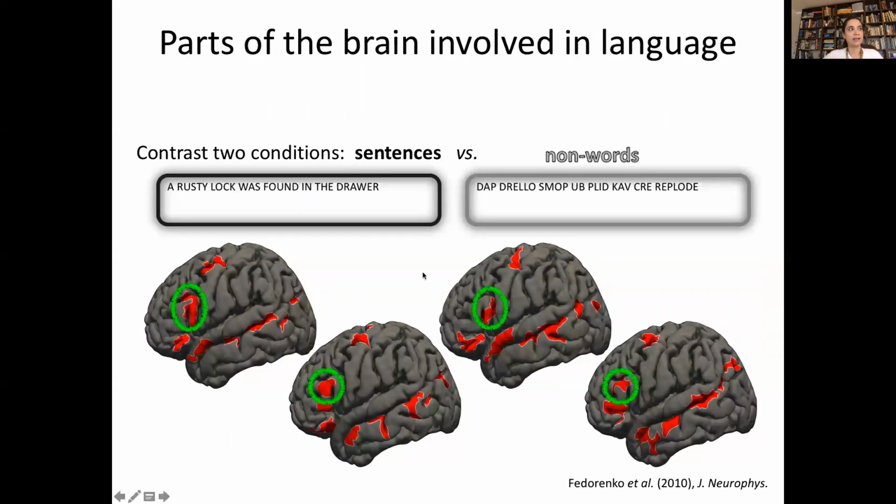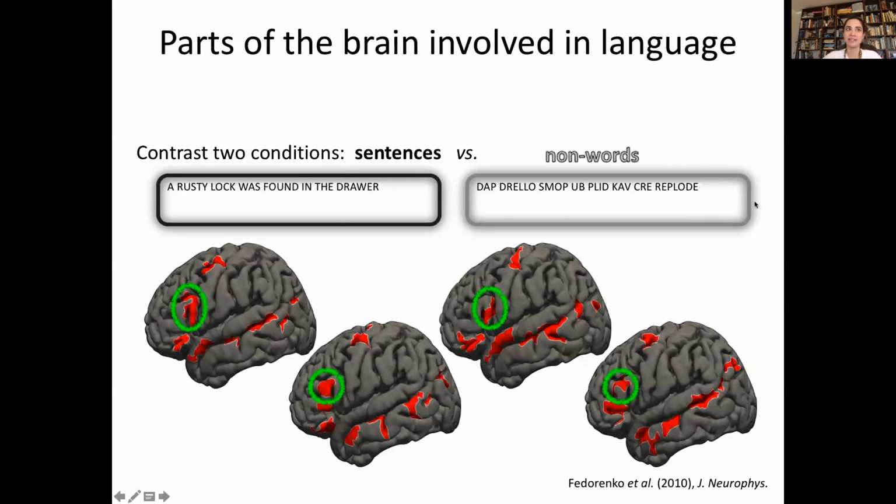Okay, so looking through what I was just talking about. Here you would be contrasting two conditions, sentences versus non-words. An example of a sentence would be, a rusty lock was found in the drawer. These can be presented visually or auditorily, and you get these same areas no matter what the modality is. Okay, so here's the sentence one, and then a non-word sentence would be like, dap, drello, smop, oop, flid, cav, cri, replode.